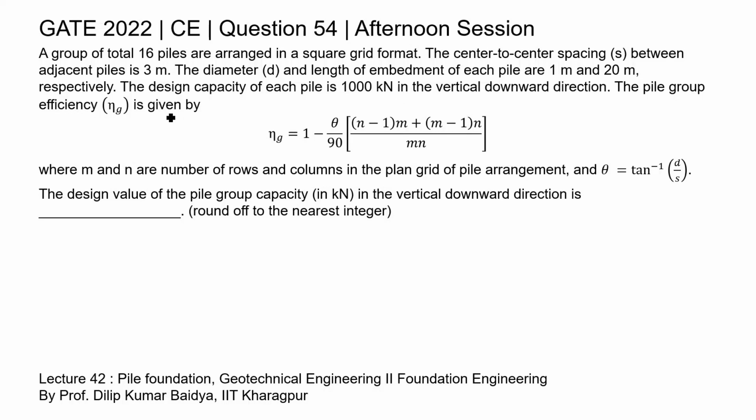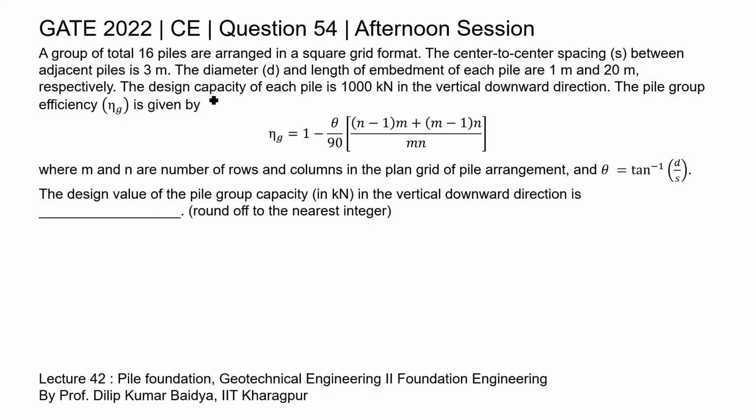The pile group efficiency is given by efficiency equal to 1 minus theta by 90 into (n minus 1) into m plus (m minus 1) into n, by m into n, where m and n are the number of rows and columns in the plan grid of pile arrangement, and theta equal to tan inverse d by s. The design value of the pile group capacity in the vertical downward direction is?